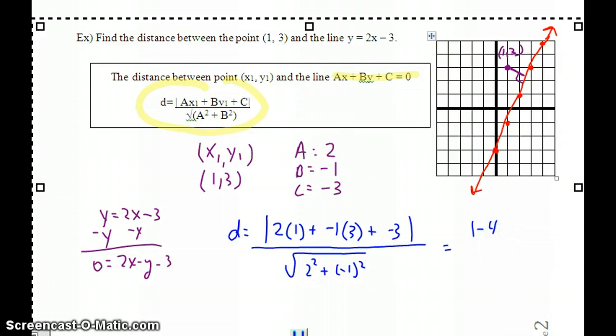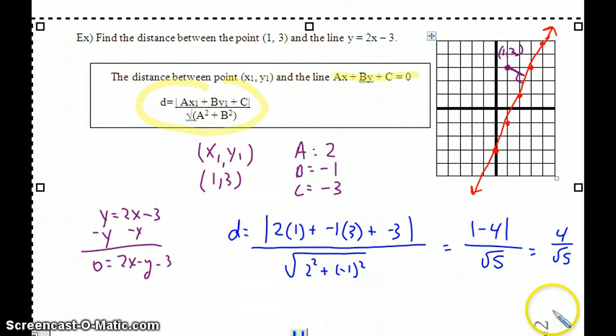-4. And I'm just noticing a mistake that I made here. No, I didn't make a mistake. Absolute value of -4. And then in the denominator here, it is the square root of 4 plus 1, so it would be the square root of 5. So we would really have the absolute value of -4, which is 4 over the square root of 5.